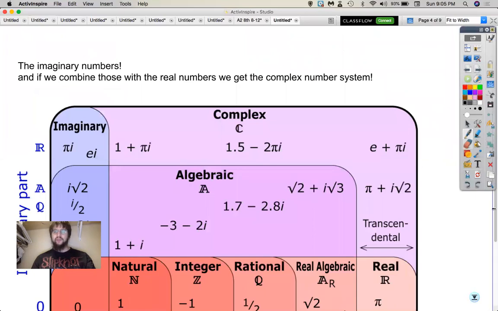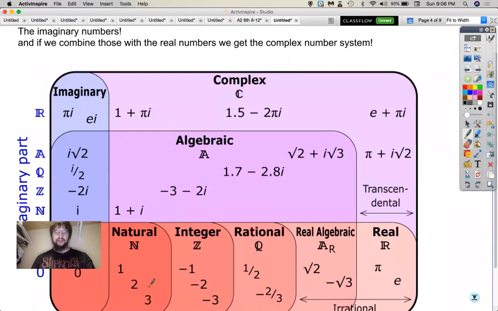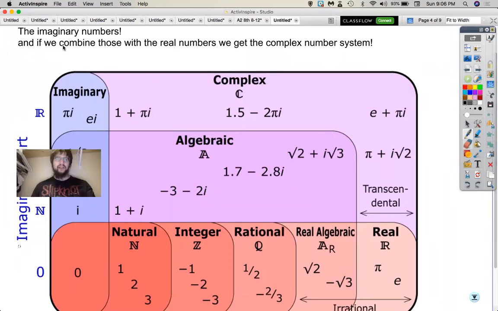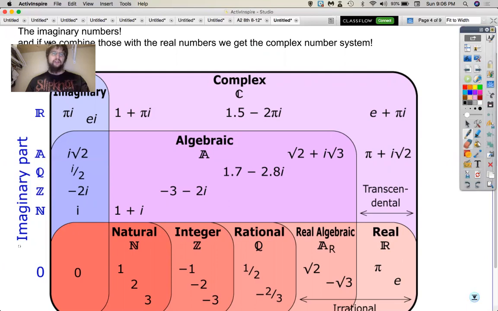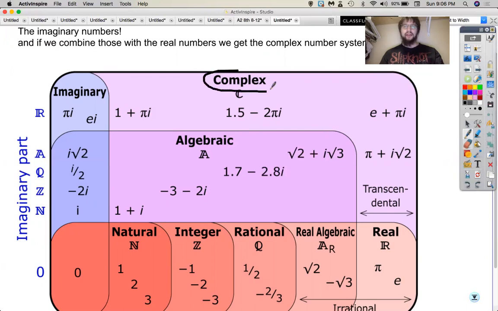So let's talk a little bit more. We just talked about the real numbers, but there's actually more numbers. We also have the imaginary numbers. If we combine the real numbers and the imaginary numbers together, we get the complex plane. So if you think about your x and y coordinate plane, think about the real numbers as the x, the imaginary numbers as the y, and that entire plane creates the complex number system. So if we put together any of those two things, we get complex numbers.